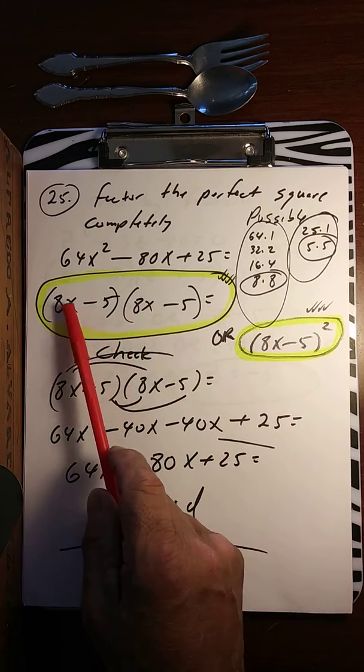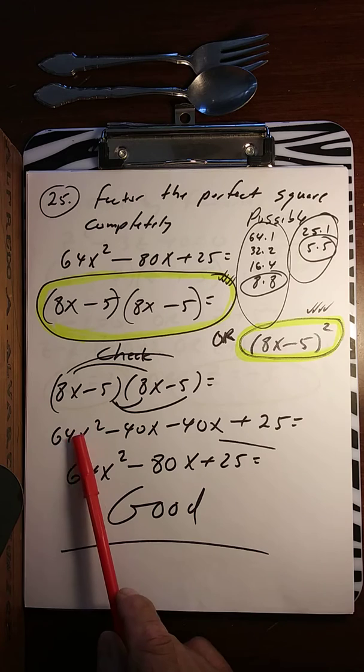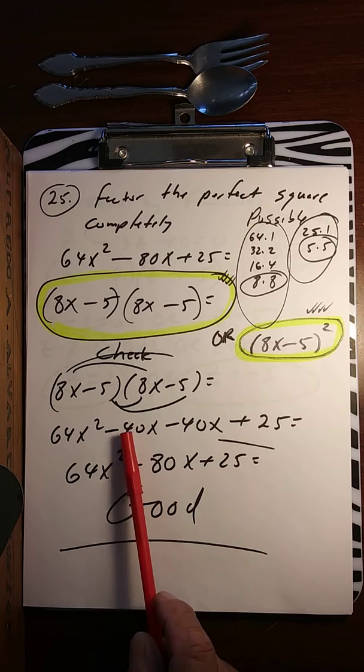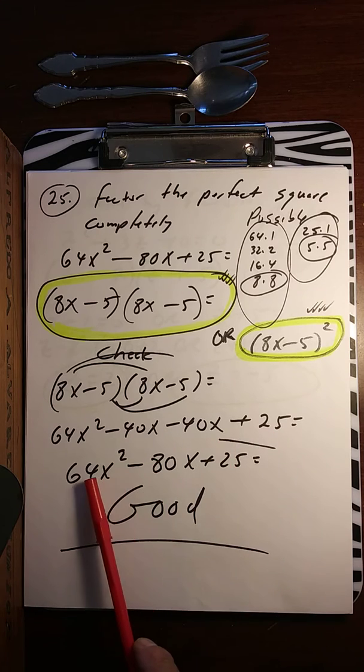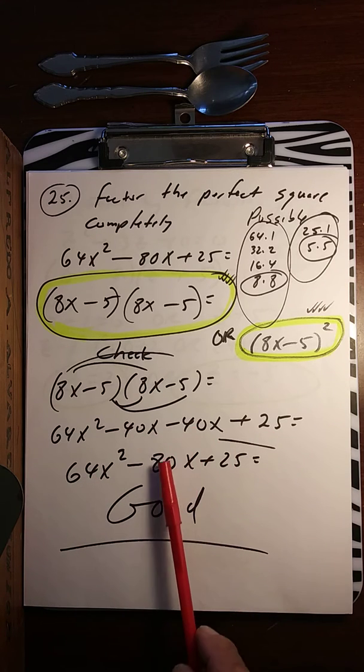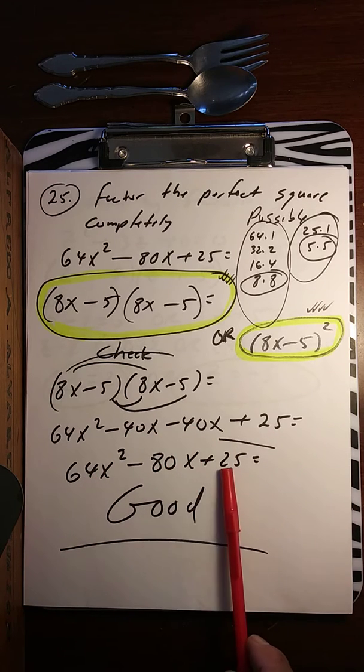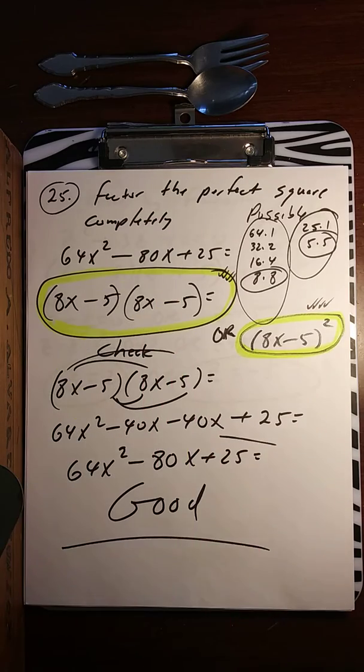Check it. 8 times 8 is 64x squared. 8 times that, negative 40x. That's negative 40x. And that one times that one is positive 25. So 64x squared minus 40 minus 40 is minus 80x. They don't cancel. Plus 25. Yes, that one matches that one.